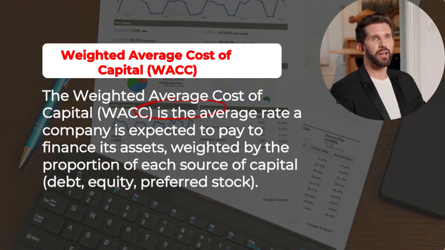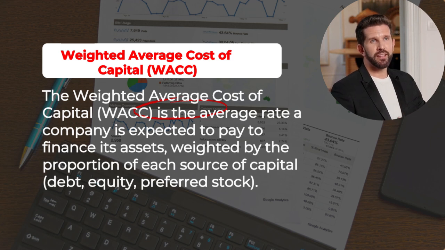Weighted average cost of capital, WACC. The weighted average cost of capital, WACC, is the average rate a company is expected to pay to finance its assets, weighted by the proportion of each source of capital: debt, equity, and preferred stock.